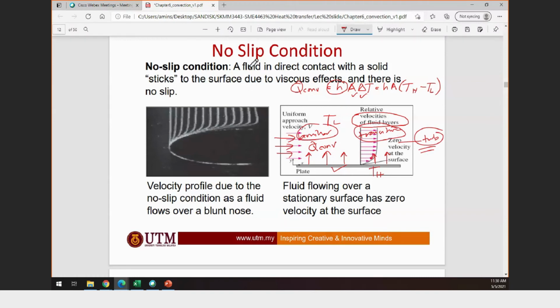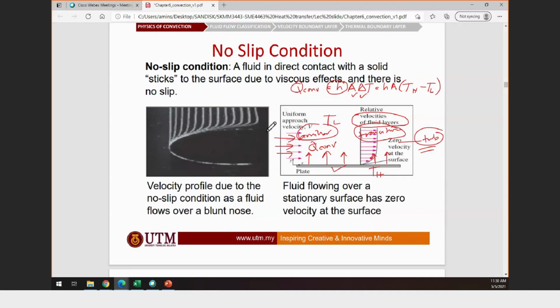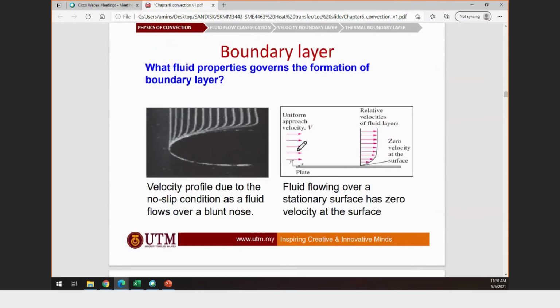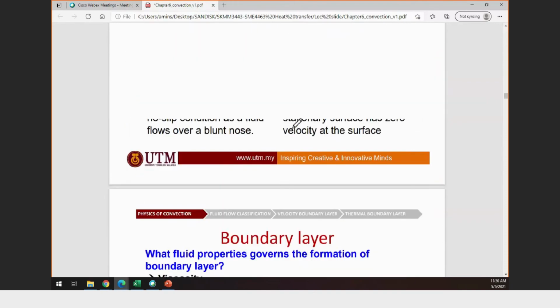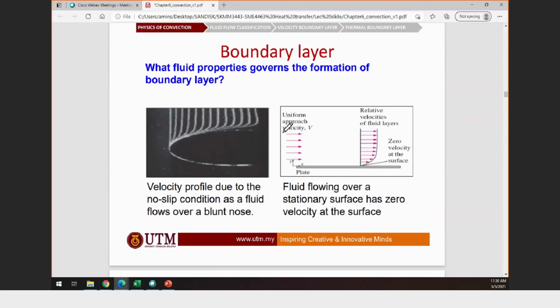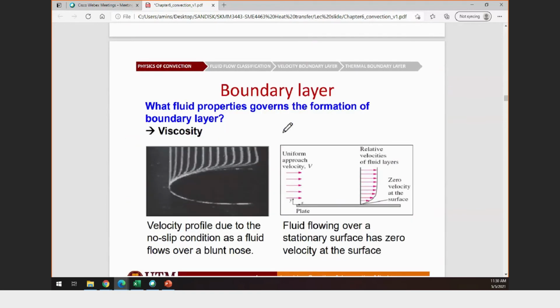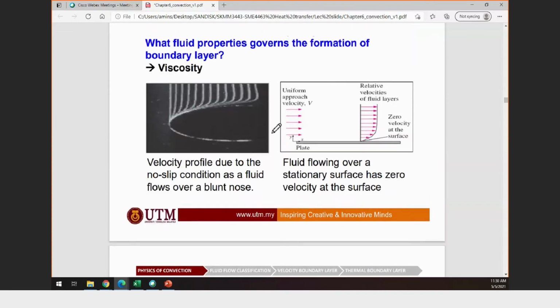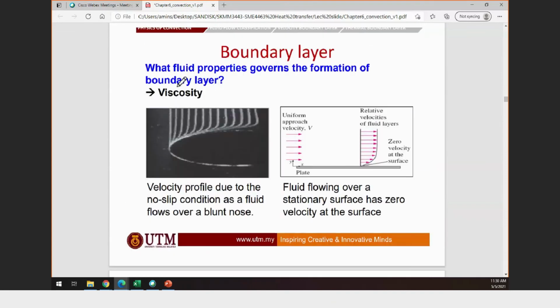This topic is talking about the slip condition. The slip condition is very important in order to define the velocity profile. From the slip condition, you can have this boundary layer, and from the boundary layer, you can get laminar, transition, and turbulent. What fluid properties govern the formation of the boundary layer? Basically, it's viscosity. The viscosity is important for you to define whether it is laminar, transition, or turbulent. So you know the viscosity is very important.